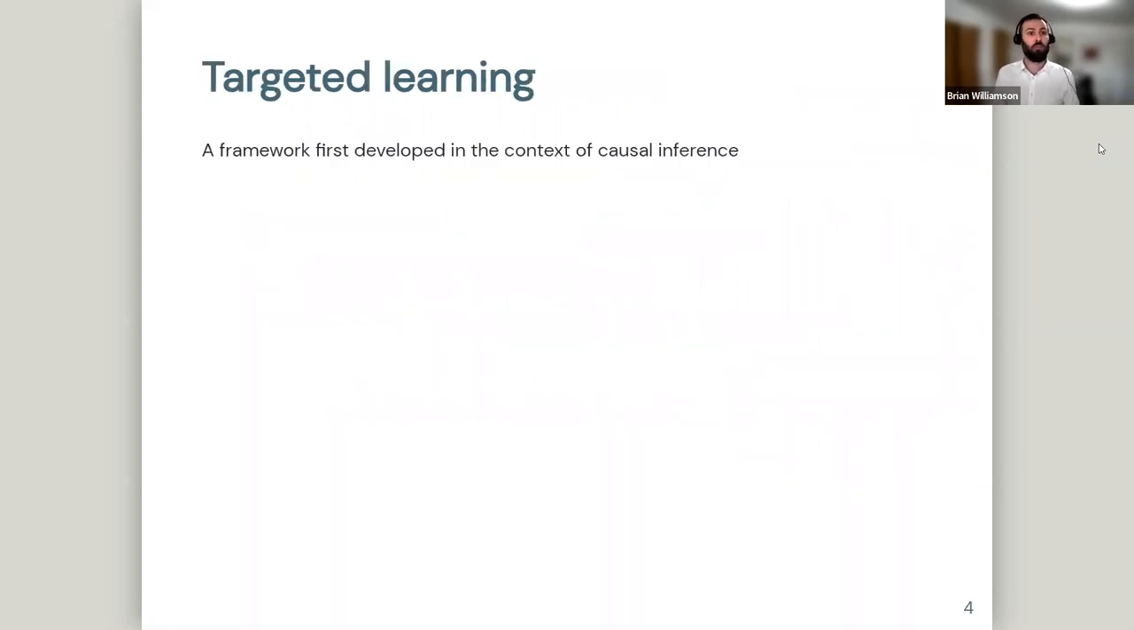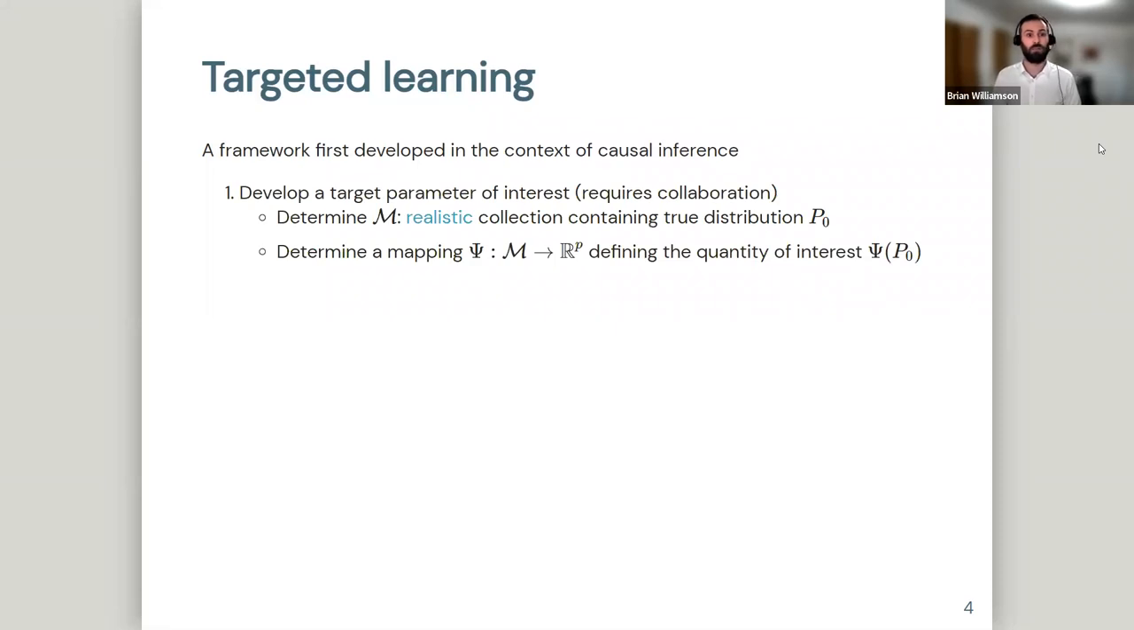One way of formalizing this is through the framework called targeted learning. This was first developed in the context of causal inference. Like I mentioned, a lot of these concepts came from causal inference and economics in the last several years. And what does this framework look like? First, you develop your target parameter of interest, and this really requires deep collaborations with other scientists. I'll go through a particular example that I'm going to talk about today, tying to this, how we arrived at a parameter that we were interested in. This definitely involved talking with collaborators. So there's a lot of work up front here to really determine what you're interested in doing.